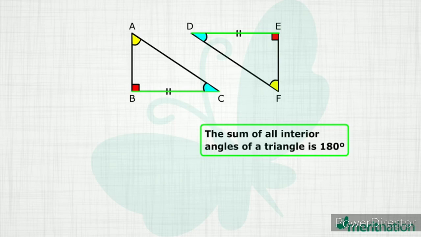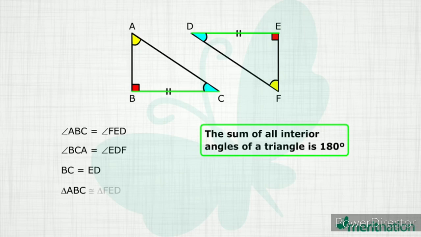Now let us prove the two triangles to be congruent. We have angle ABC equals angle FED, each measuring 90 degrees. Angle BCA equals angle EDF. We just proved that. Also BC is equal to ED. That was given to us. So now we have two angles and an included side in both the triangles. So we can safely say that triangle ABC is congruent to triangle FED. By which criterion? Right, ASA congruency criterion.